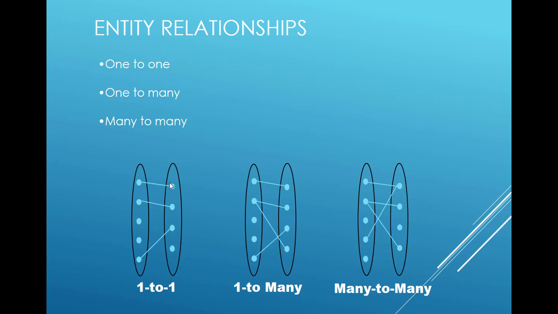Let's take a look at the one-to-one. As you can see, one instance in one entity, as on the left, is related to one instance of the secondary or child table on the right.